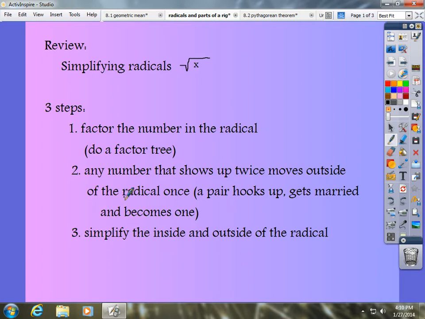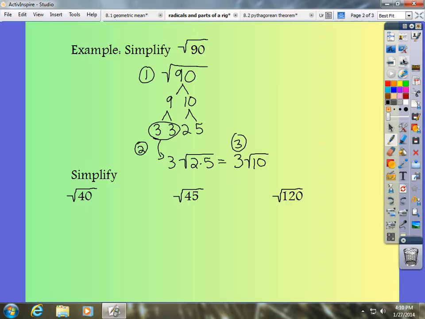It's kind of like the radical is a dance hall, and if a person finds their perfect mate, they leave as one couple, so one number is outside. And then you simplify the inside and the outside of the radical. We're going to do some examples here.